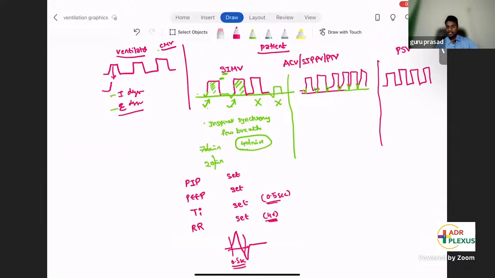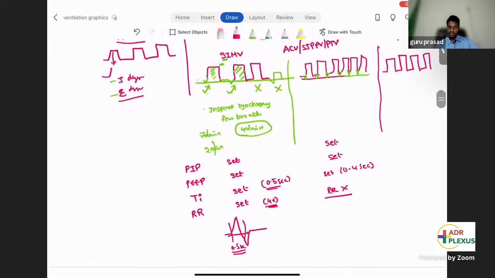Whereas in assist control ventilation, you will set PIP, you will set PEEP, and you will also set TI. So you will set that the patient has to inspire for 0.4 seconds, then the patient has to inspire for 0.4 seconds again. But the important thing is, respiratory rate you cannot set because all breaths are supported by the ventilator. So here you don't set respiratory rate.